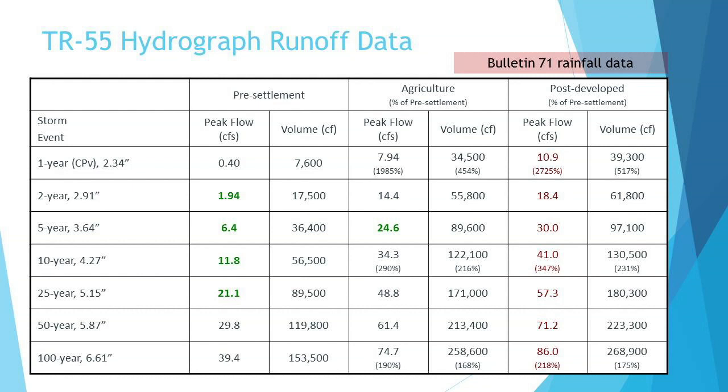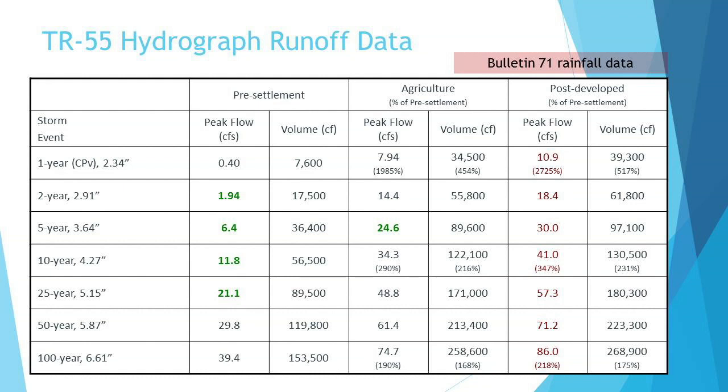And this is the output we would get from that. And I apologize, I don't have the time to walk through an actual software example today. But if I put those values into the software and got the output, this is what I would see: our pre-settlement column, our agriculture and post-development. Some things you'll note here is that in our pre-settlement condition, this is our one-year outflow rate, or peak flow rate, is 0.4. Our developed condition is 10.9. So that's a peak rate increase of 2,700% for that two-year storm is what it's predicting. And a volume increase of about 500%.